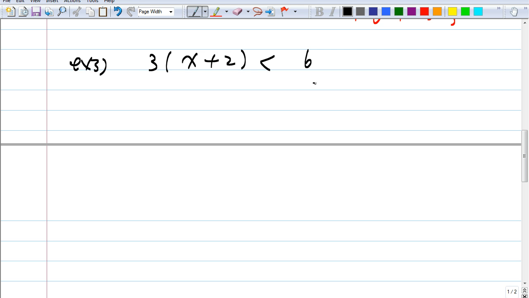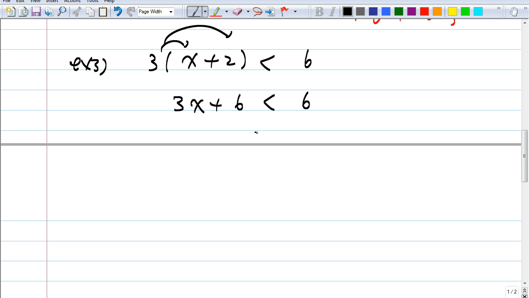Let's distribute first. Okay, so get rid of the parentheses. What do I get here when I distribute, guys? 3x plus 6 is less than 6. Is it 3x plus 2? No, that would be wrong. You've got to multiply that 3 to both of the terms, right? So then, what should we do next here?